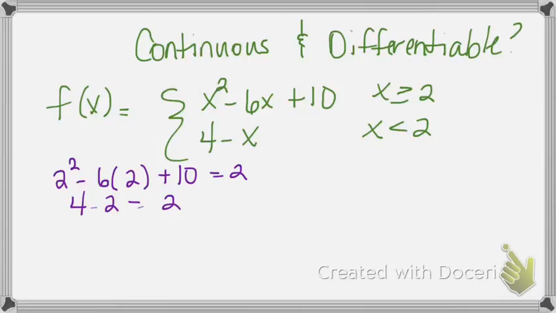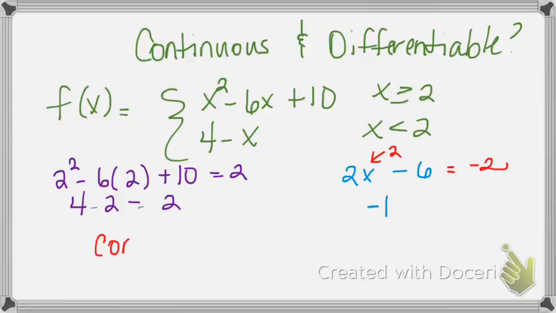So now, because we don't have to use the really long formula, we can check the differentiable easier. Just figure out what the derivative of both of them are. So we have 2x minus 6 on top and negative 1 on the bottom. Plug in your 2 right here. 2 times 2 is 4. 4 minus 6 is negative 2.